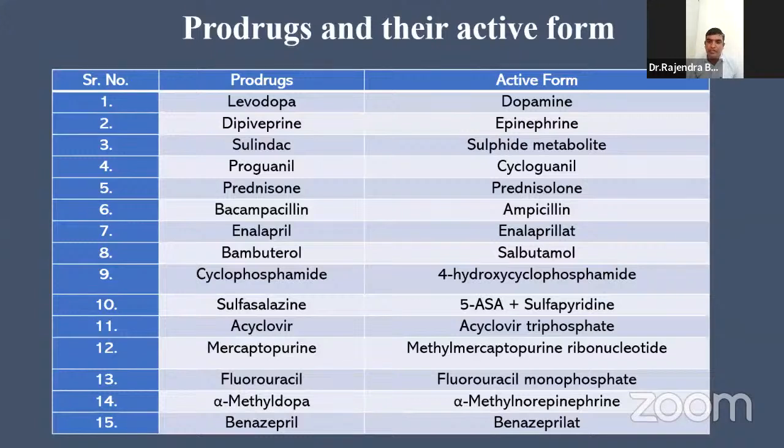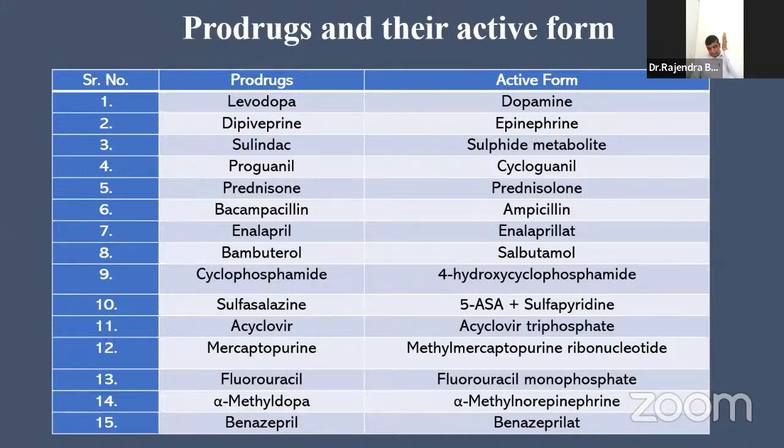Mercaptopurine, so we have discussed fluorouracil monophosphate, alpha methyl dopa. That is alpha methyl norepinephrine. You know, alpha methyl dopa, which is also called as false transmitter, right? So that is the antihypertensive drug. Okay, then benazepril, benazeprilat, enalapril, then lisinopril, enalaprilat.